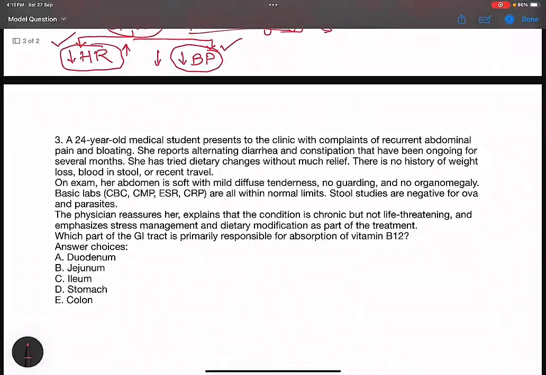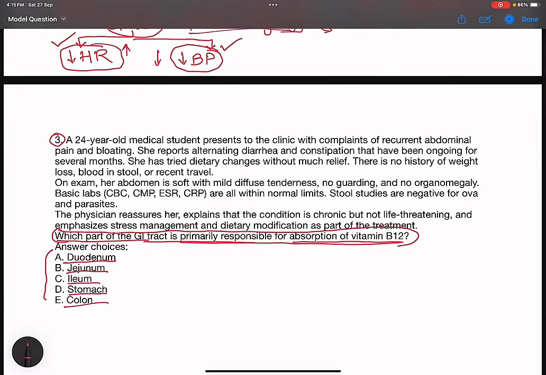And then we have the third type of question, in which you can simply solve it by going through the last line, which shows that this is a correct way to solve the question. Which part of the GI tract is primarily responsible for absorption of vitamin B12? So it is a simple physiologic question. Answer choices are duodenum, jejunum, ileum, stomach, and colon. If you know which part of the GI tract absorbs vitamin B12, you can simply answer it. So the correct option is ileum.